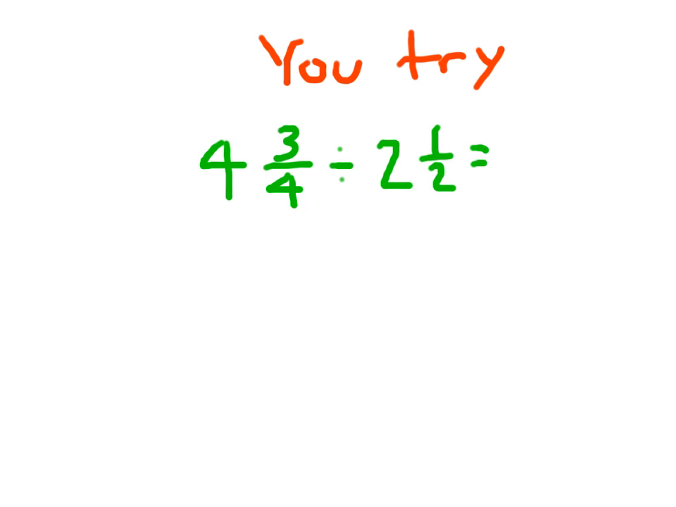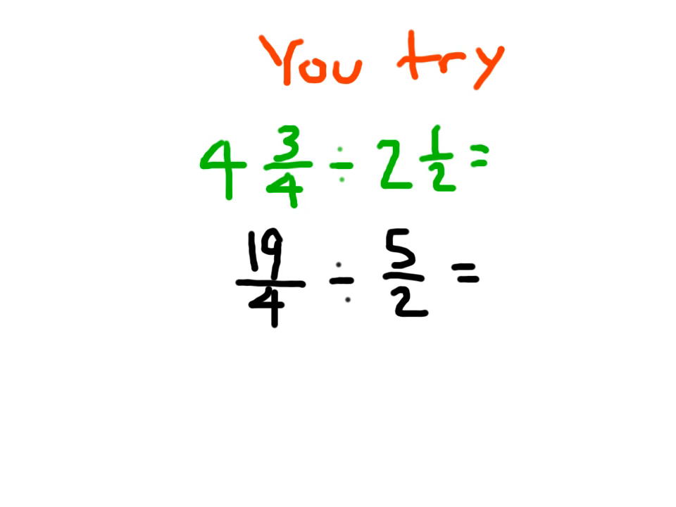Please try this problem. Go ahead and copy it down. Hit pause. Express your answer in simplest form. For 4 3/4, what did you write for that improper fraction? Did you write 19/4? For 2 1/2, hopefully you wrote 5/2. Now, we rewrite this as a multiplication problem. 19/4 times what? The inverse of 5/2, or the reciprocal of 5/2, which equals 2/5.